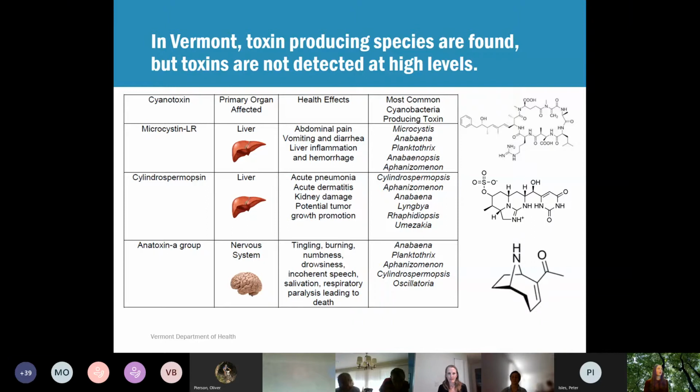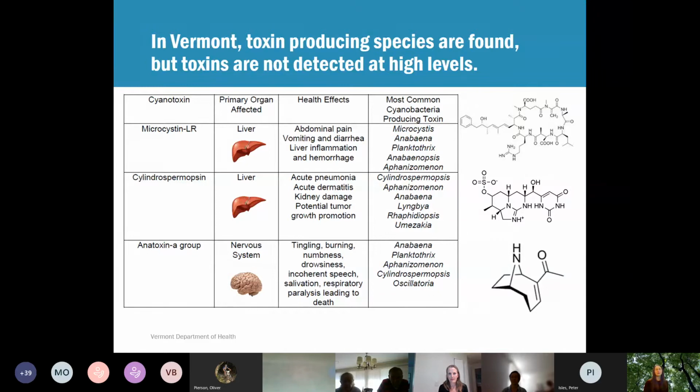Generally speaking, though, we don't detect very high levels of toxins. We sample blooms when we are able and can get to them. So we do sample quite a few. We try to get the thickest, scummiest part of the bloom to see how high the toxins are. And again, we don't really see very high concentrations of toxins, which is very good. But we're always keeping our eye out to see if blooms start changing.